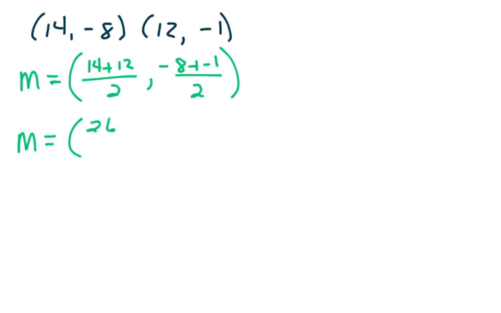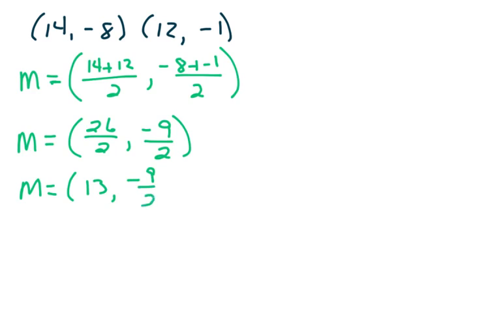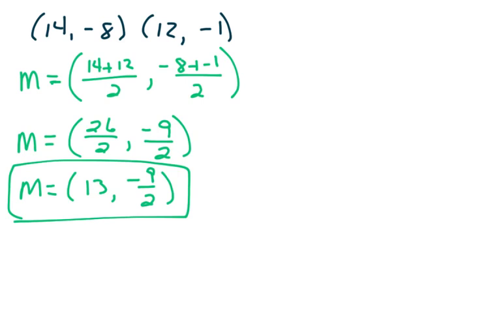So I add that up. I'm going to get 26 over 2. Negative 8 plus a negative 1 is a negative 9 over 2. And then we simplify. 13, and this just stays negative 9 over 2. That's all you have to do. It's actually easier when you have odd numbers because you don't have to do anything else with it. You'll never be able to reduce that fraction if you have an odd numerator, so there's your answer.